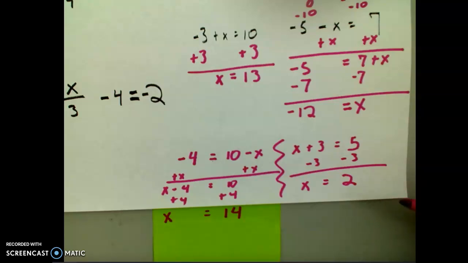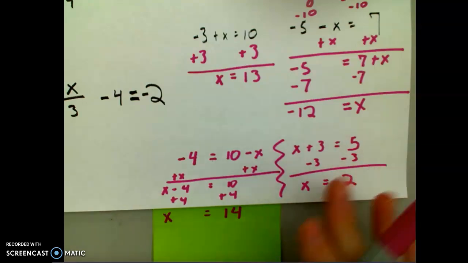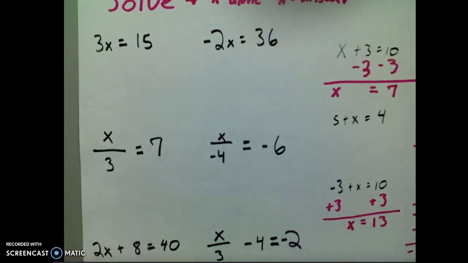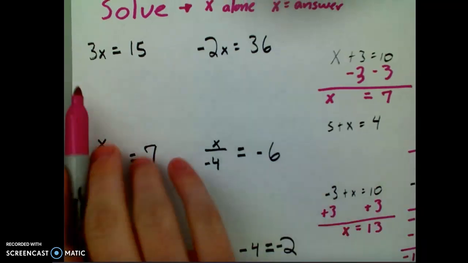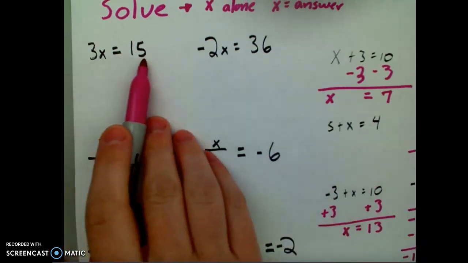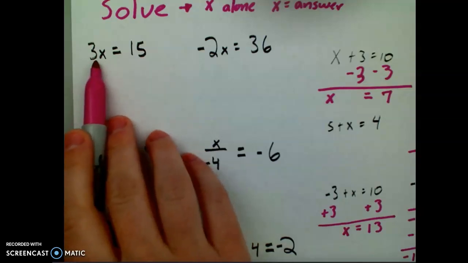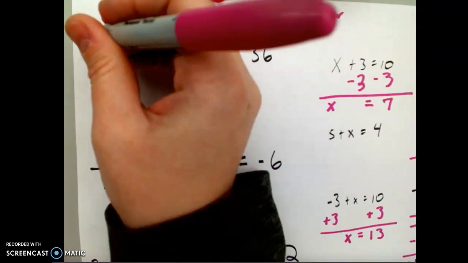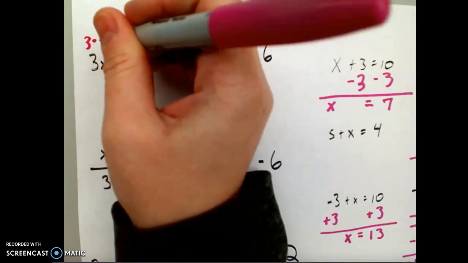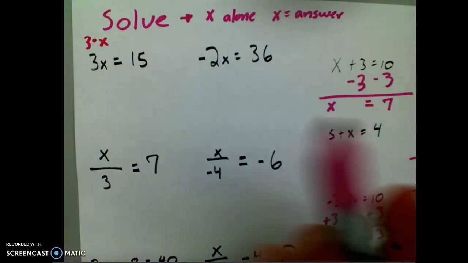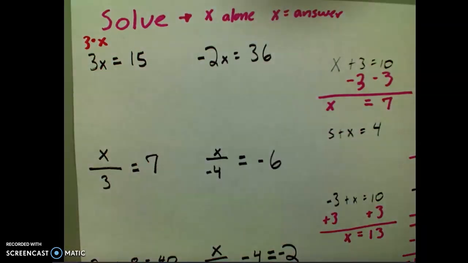How did you do? Hopefully good, because we're going to move on to the other side and deal with some multiplication and division problems. Okay? Let's start with a basic one. We have 3x equals 15. Now I want us to remember that when they're smushed together like this, what this means is 3 times x. We just don't write the multiplication symbol because it can get confusing with the x. We could use a dot, but we usually just smush them together.